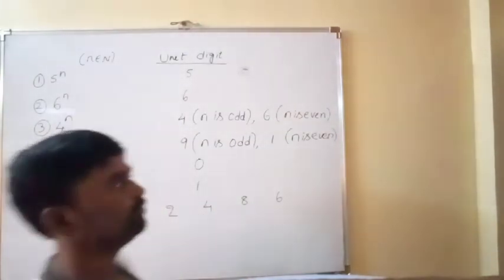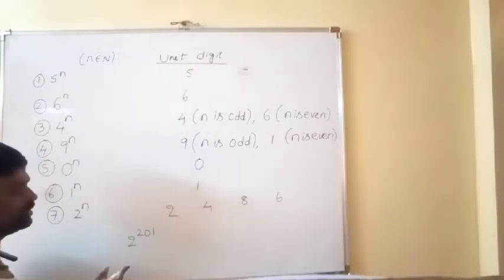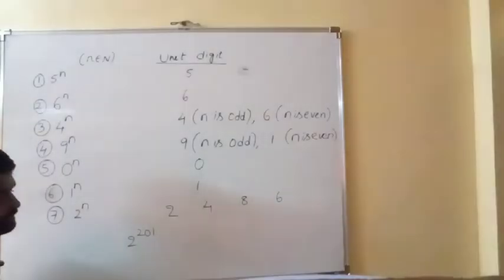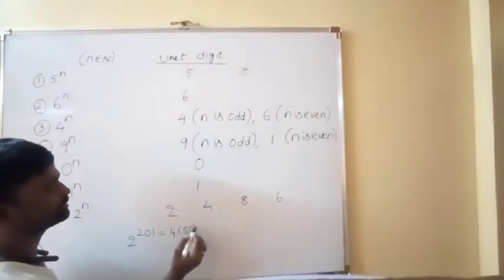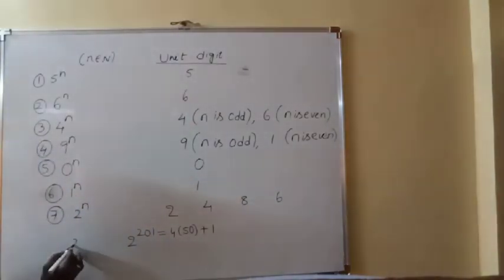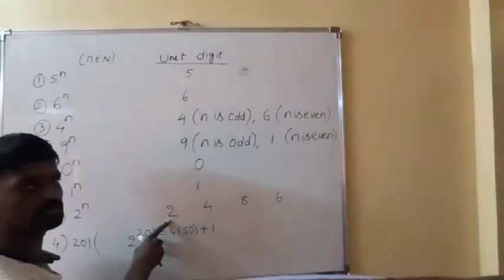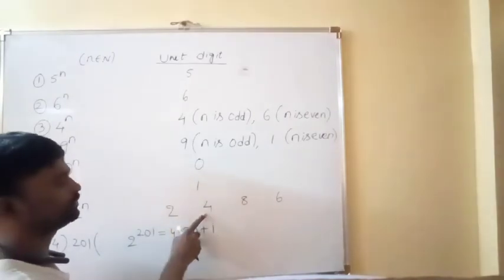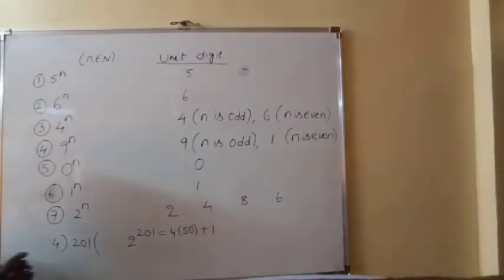That is 4k. For example, what is the unit digit in 2 power 2020 or 201? You only consider. What is the unit digit in 2 power 201? So this can be written as 4 into 50 plus 1 only, na? Or if you did not get this idea also, just you divide 201 by 4. Why we need to divide with 4 only? Because the unit digit in 2 power n is either 2 or 4 or 8 or 6. How many choices are there? 4 choices are there. That's why we have to divide.